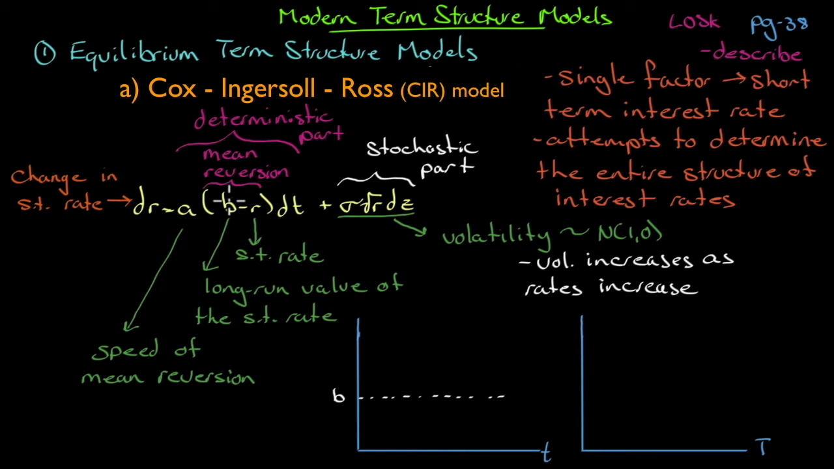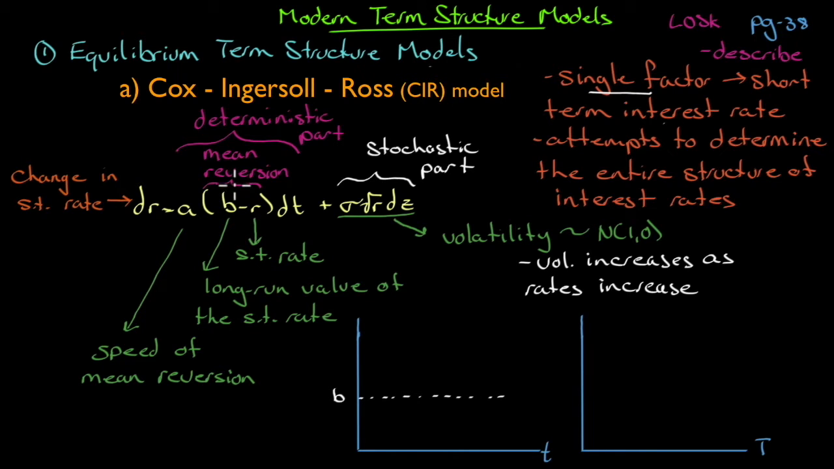So let's deal with the deterministic part. What have we got? We've got r. That is our observable short-term rate. That's our input. That's our factor, the short-term rate. This is a one-factor model. It says up here a single factor, the short-term interest rate. There it is right there in the model. What is b? b is a long-run value of the short-term rate. It's the long-run value. So why do we have b minus r here?